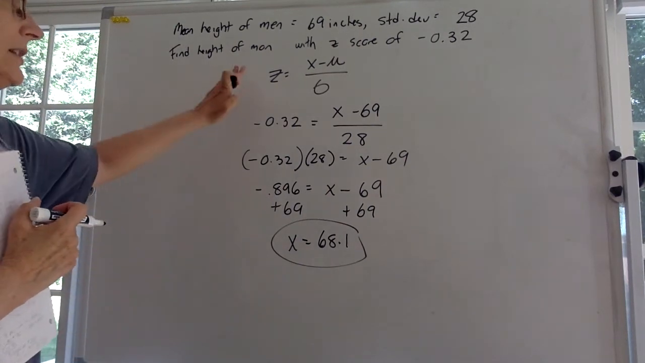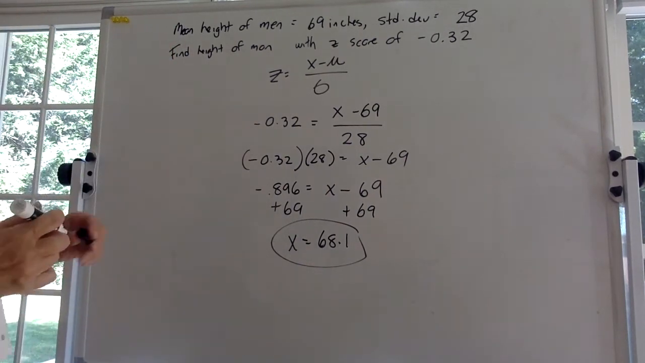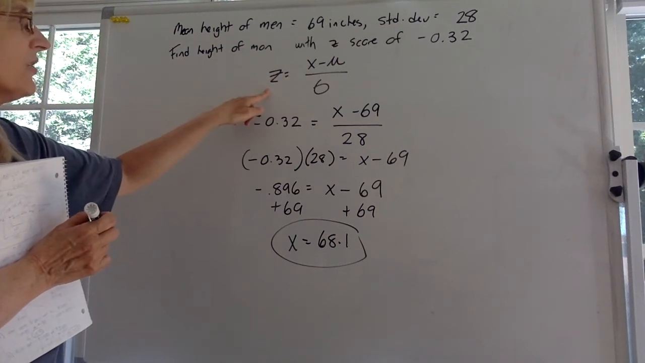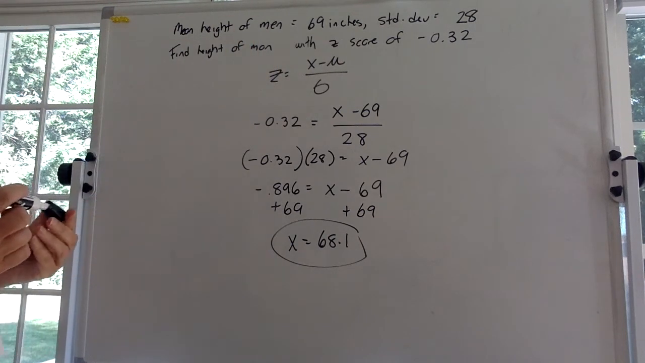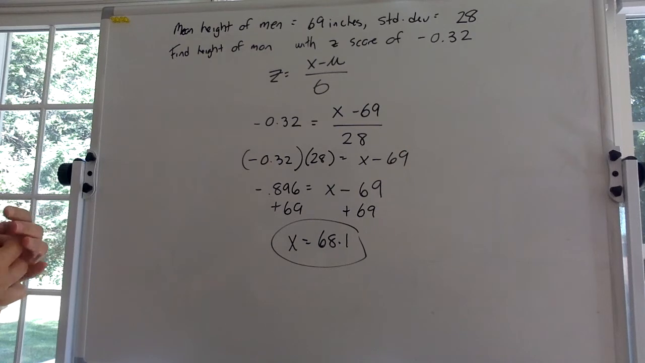So basically you're just plugging into that z equation. This time we don't know the x. A lot of times they just want you to calculate the z. This time you don't know the x. You don't know the actual data value, the height of the guy that we're interested in.